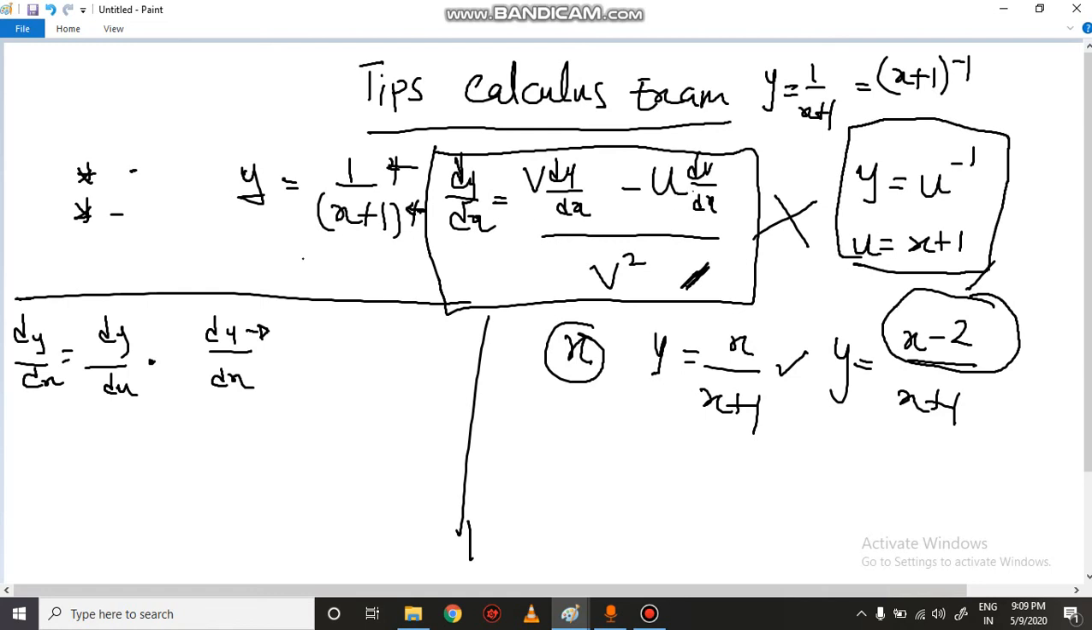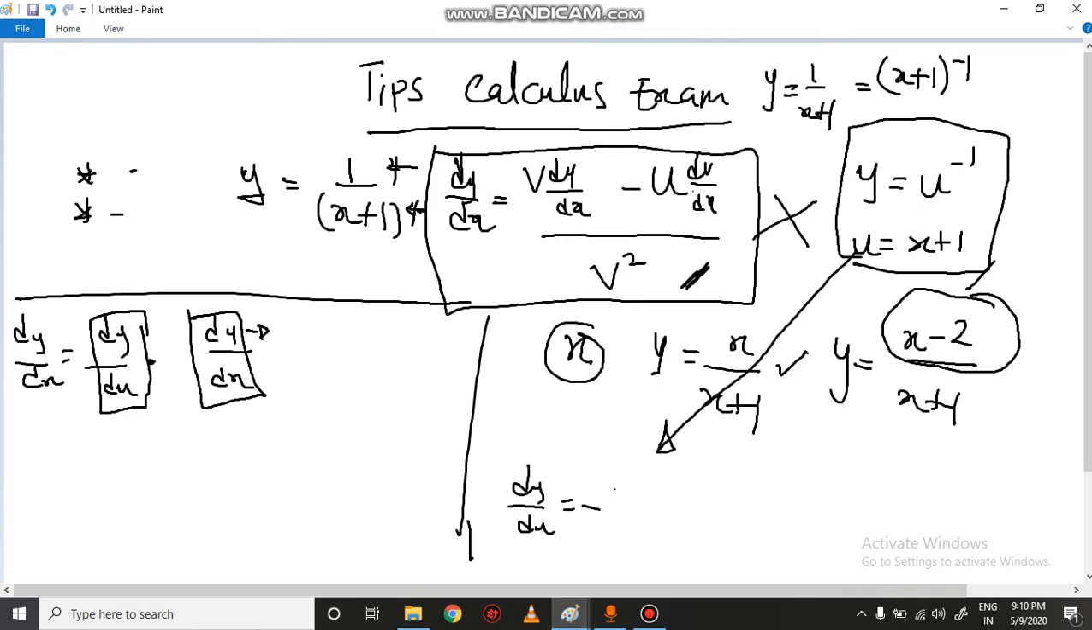So now let's find dy du and du dx. Let's make this real quick. dy du will be equal to, so just multiply it, negative 1 u to the power negative 2. Then you get du over dx to be 1. So when this is differentiated, you get 1.